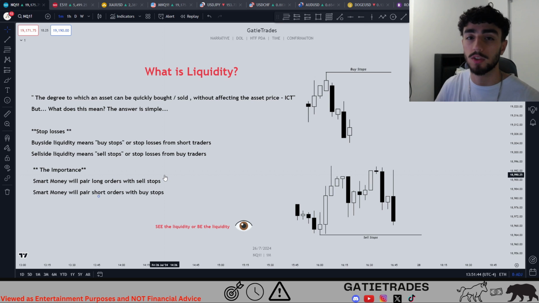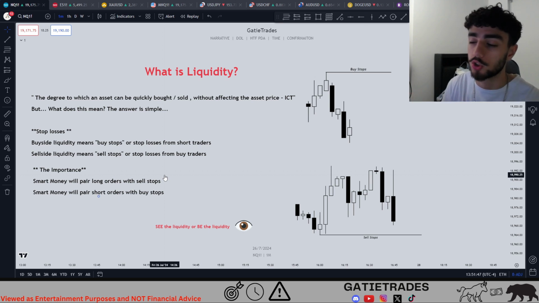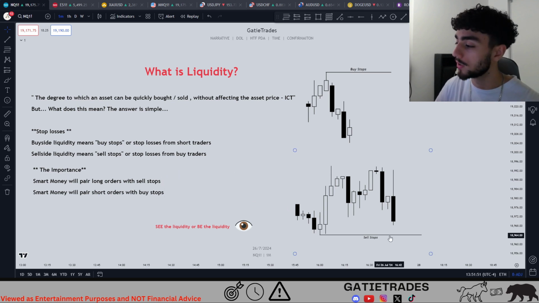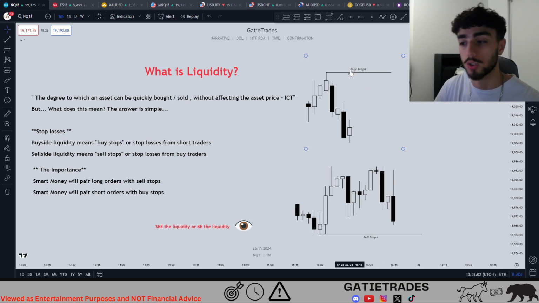So what's the importance of this, right? We're trading ICT, we're trading smart money concepts. Smart money will pair long orders with sell stops. So as price comes down here, that's where smart money is looking to buy, right? And smart money will pair short orders with buy stops. So when price comes up here, smart money is looking to sell. That's the basis of liquidity.